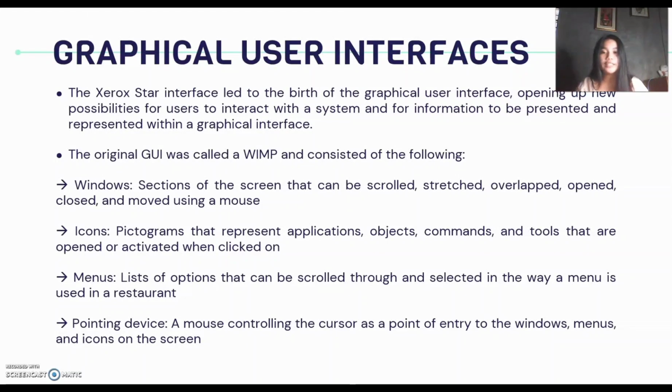Windows: sections of the screen that can be scrolled, stretched, overlapped, opened, closed, and moved using a mouse. Icons: pictograms that represent applications, objects, commands, and tools that are opened or activated when clicked on. Menus: lists of options that can be scrolled through and selected in the way a menu is used in a restaurant. And the last is the pointing device: a mouse controlling the cursor, used to point to and enter the windows, menus, and icons on the screen.